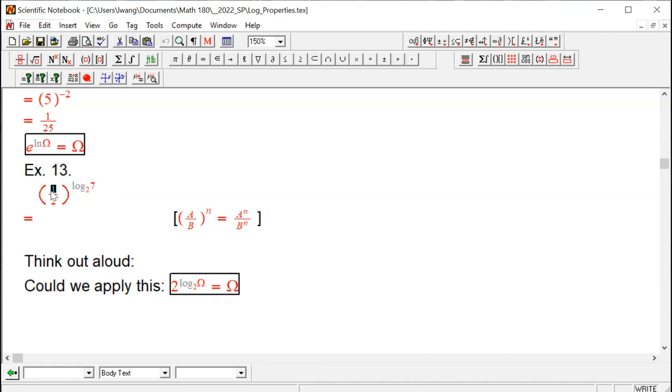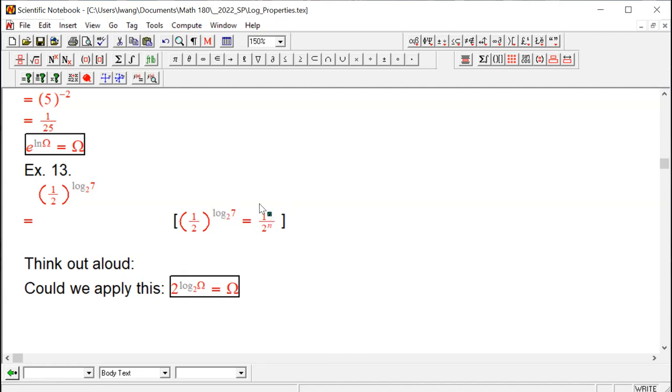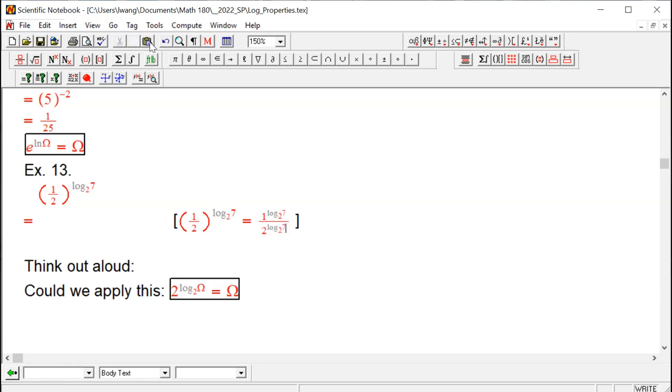So A is 1, B is 2. Capital A is 1, capital B is 2. Do you follow me? So this is 1 and that is 2. So this is 1 to the power of n, 2 to the power of n, and our n is really this piece. So n is replaced. And the top, of course, equals 1 always.